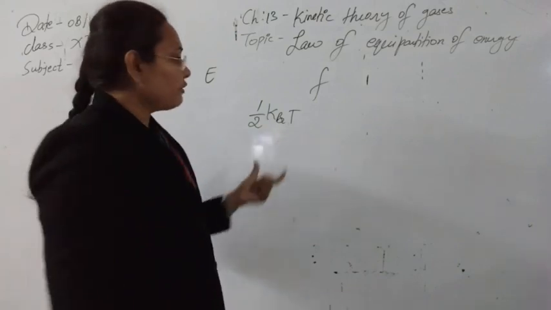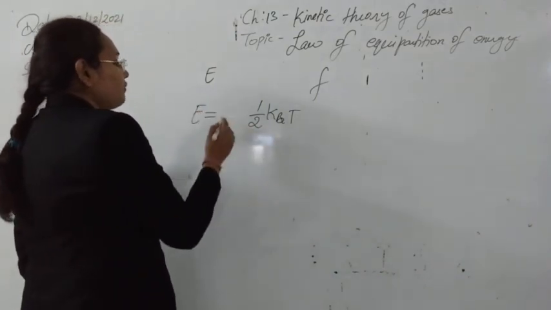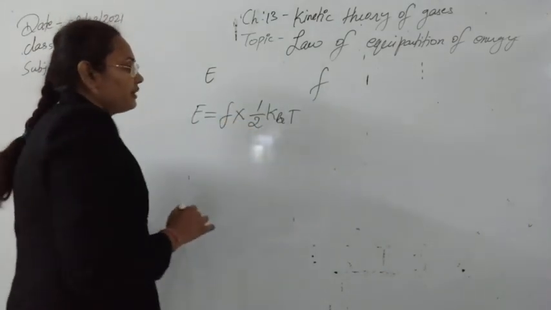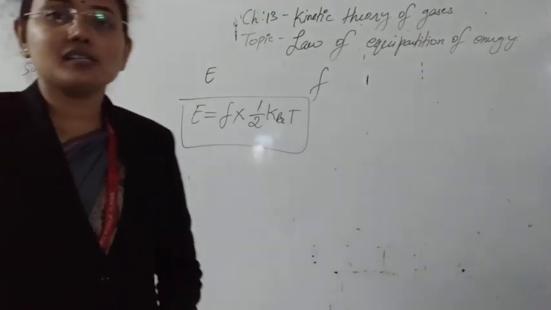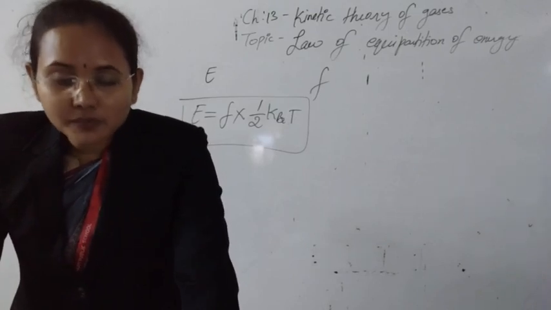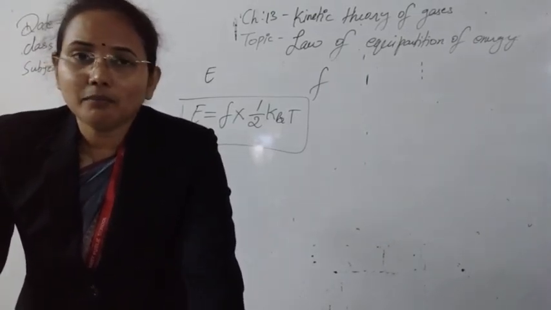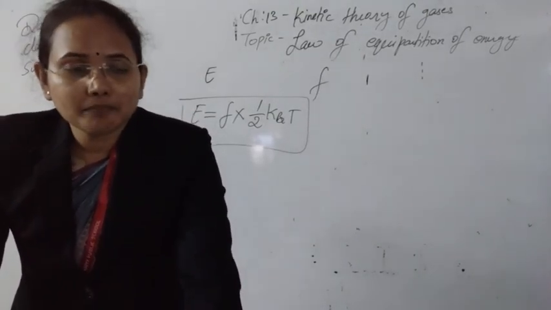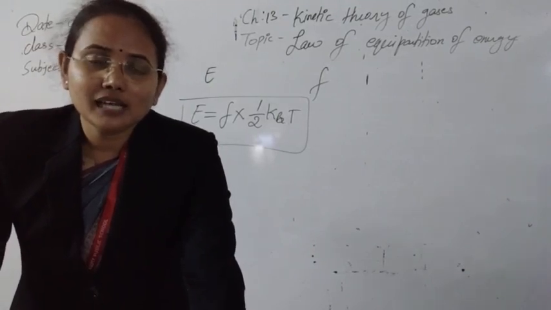So if you have to calculate the total energy that you have supplied in the system, obviously that will be equal to half kBT times the number of degrees of freedom. With the help of that, the total energy of the system can easily be calculated. So the law of equipartition of energy helps us to calculate the total energy of the system with the help of the information about the degrees of freedom only, because each molecule per degree of freedom gets the energy half kBT.